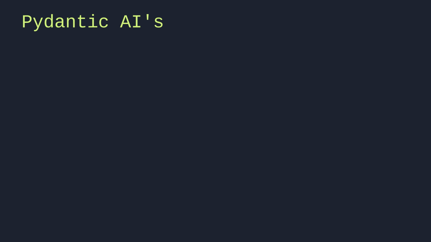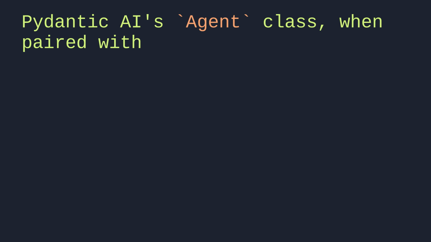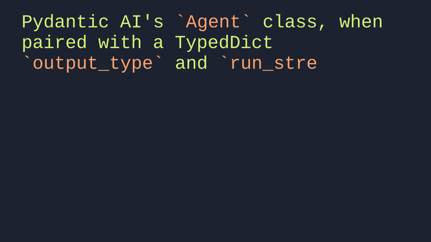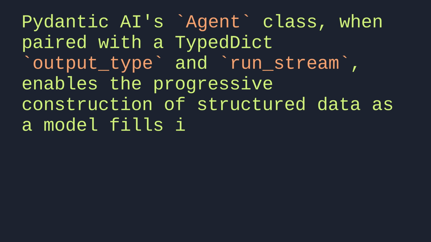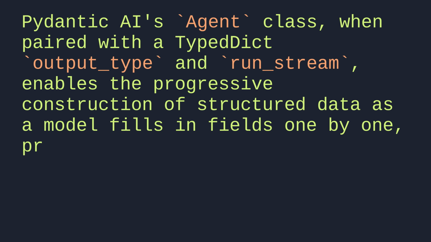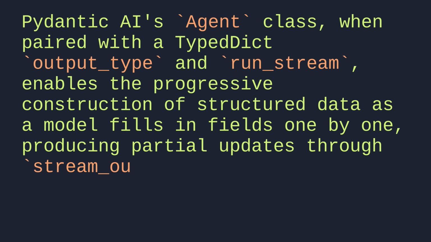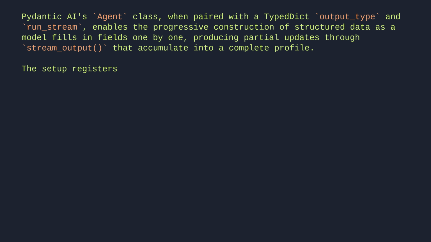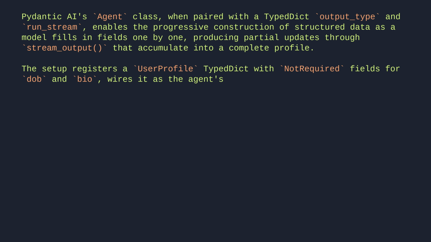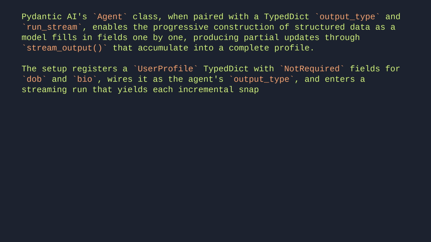Pydantic AI's agent class, when paired with a TypedDict output type and run stream, enables the progressive construction of structured data as a model fills in fields one by one, producing partial updates through stream output that accumulate into a complete profile. The setup registers a user profile TypedDict with NotRequired fields for DOB and bio, wires it as the agent's output type, and enters a streaming run that yields each incremental snapshot of the extracted data as the model completes it.